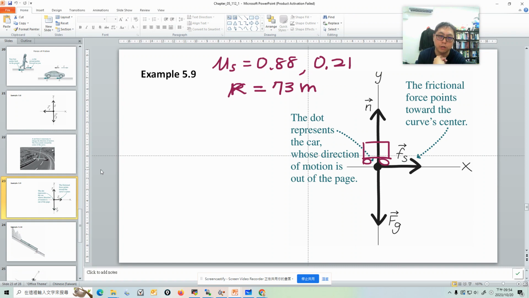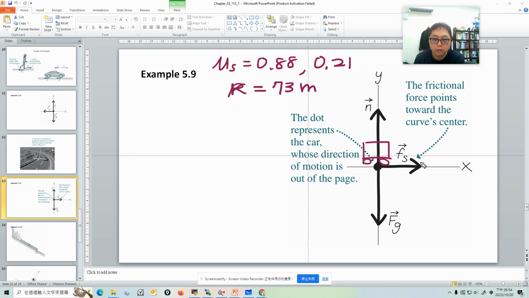Okay, so friction is important, and especially the static friction. Static friction provides the centripetal force. Okay, so if you have different surface friction coefficients, what's the maximum velocity that allows this car to make a turn?